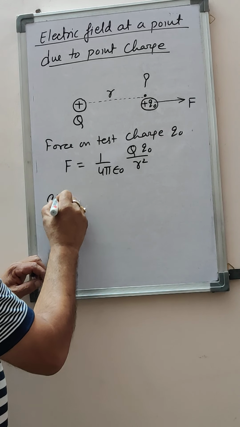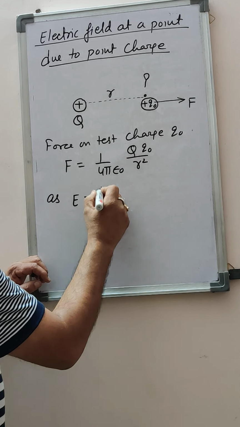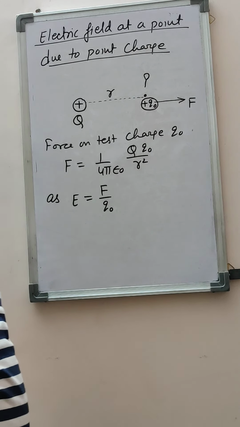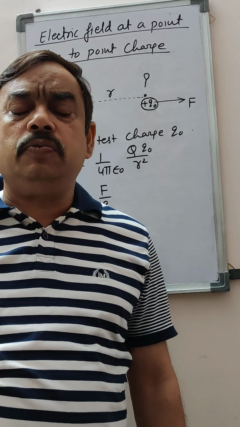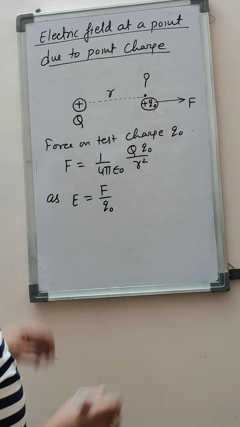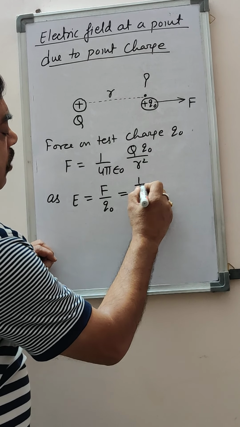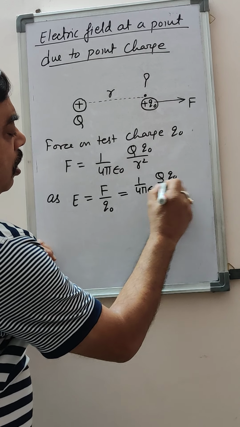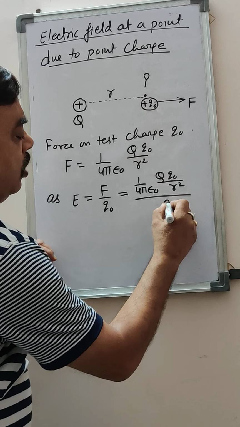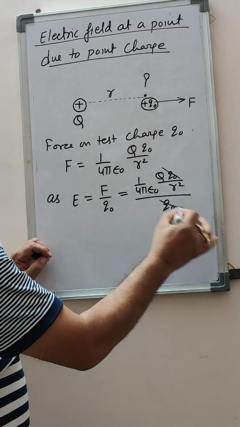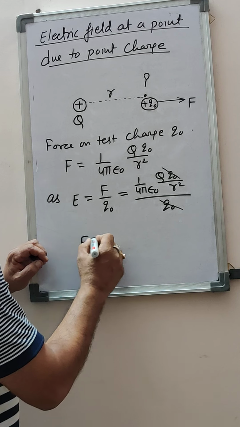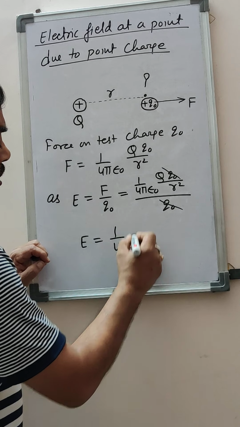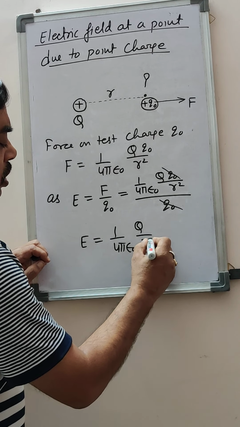Now, electric field, as you know, is the force experienced by unit test positive charge. Yesterday I told you that electric field is force experienced by unit test positive charge. So this will be F upon Q naught. So 1 by 4 pi epsilon naught Q Q naught upon r square divided by Q naught. This Q naught cancels out. So electric field due to a point charge is 1 by 4 pi epsilon naught Q upon r square.